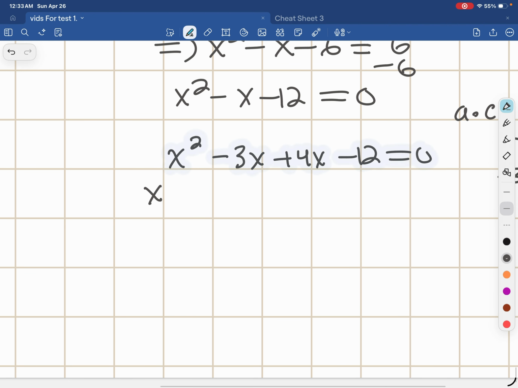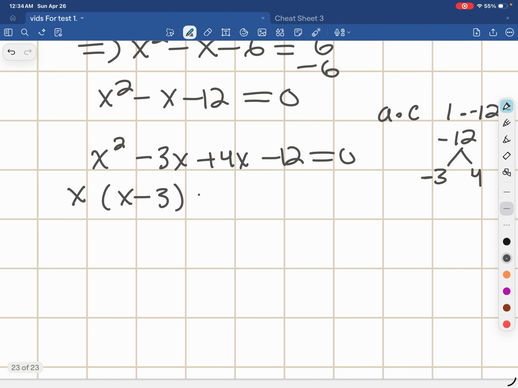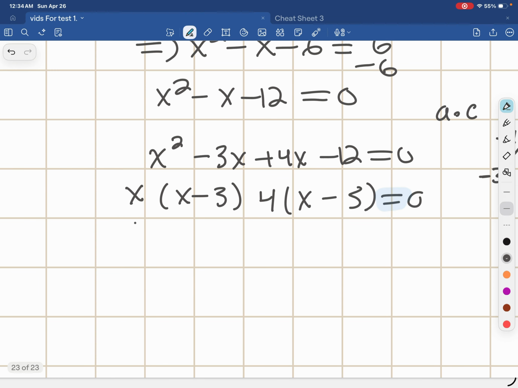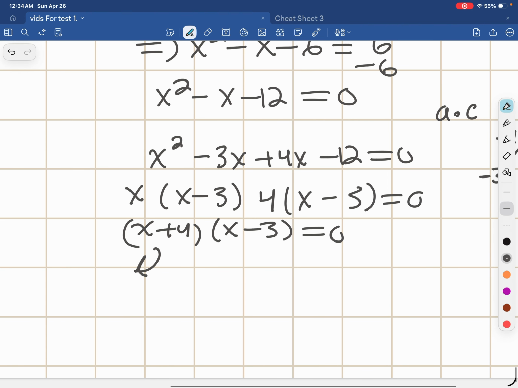We'll take out an x here. We should have x minus 3. Then here we'll take out a 4. We'll have x minus 3 equals 0. Rewrite it in terms of x plus 4 and x minus 3 equals 0. Now we have to solve for both sides. So x plus 4 equals 0. We're going to minus 4. X is equal to negative 4. Can't do that because it's a log, so extraneous.